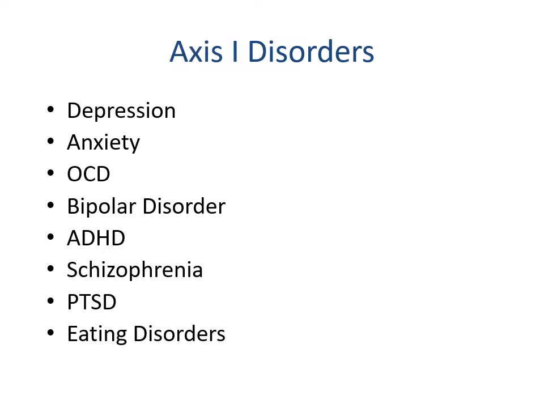Axis 1 disorders include things like depression, anxiety, OCD, bipolar disorder, ADHD, schizophrenia, PTSD, and eating disorders. These are all things that you may commonly think of as, quote unquote, having a cure. I add that in quotes because it's a little more complicated than that. But these are diseases that have a treatment, usually pretty well defined, that you're probably pretty familiar with. For depression, we have antidepressant medication.